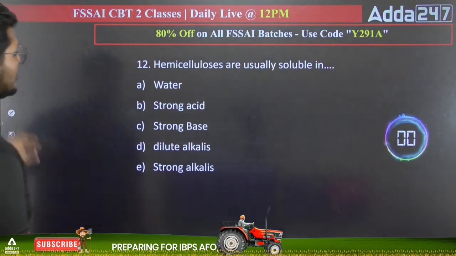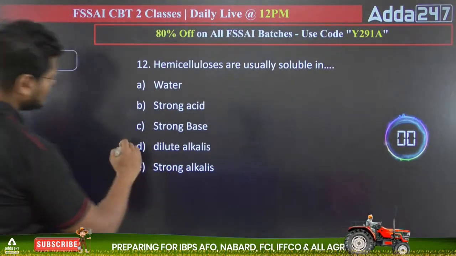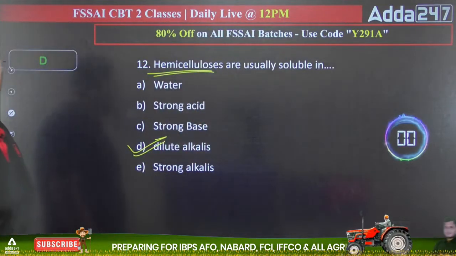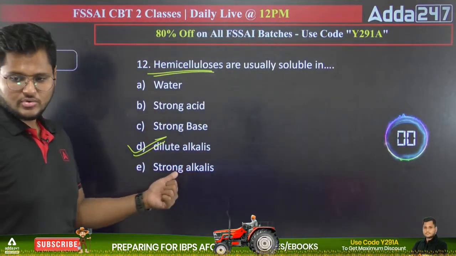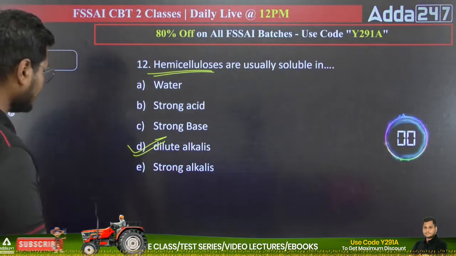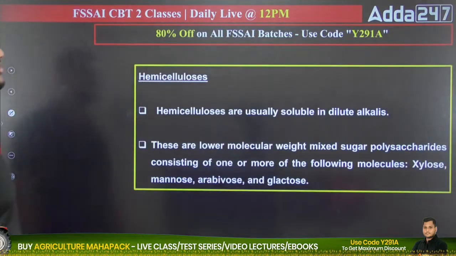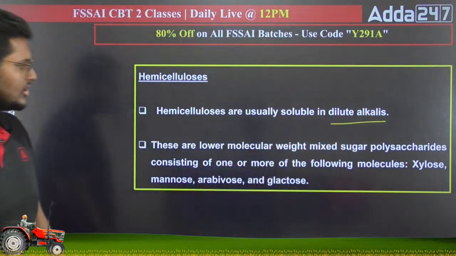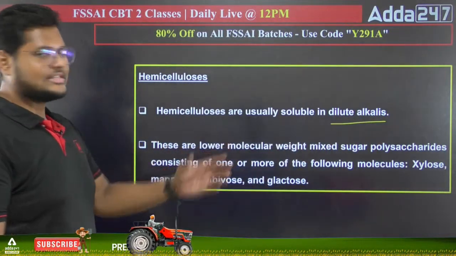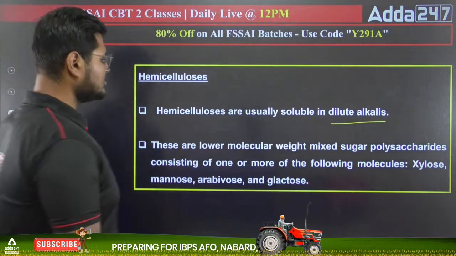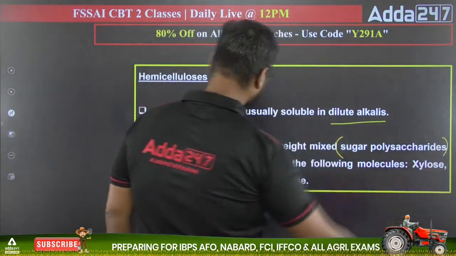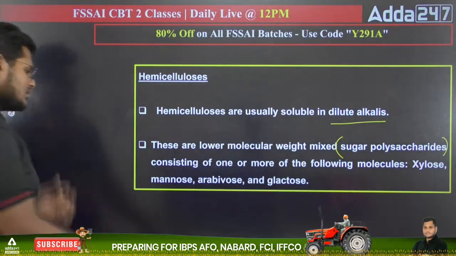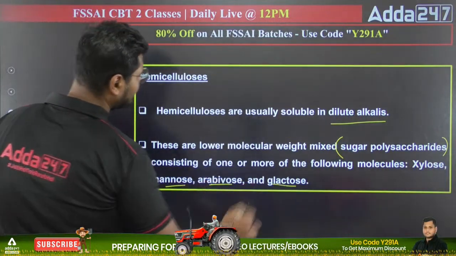Okay, 12D, dilute alkalis. Hemicellulose are usually soluble in dilute alkalis. Only two got it, and one correct answer, that is Lavina. Next, so hemicelluloses are usually soluble in dilute alkalis. These are lower molecular weight mixed sugar polysaccharides. So what exactly are hemicellulose? These are sugar polysaccharides consisting of one or more of the following molecules, that is xylose, mannose, arabinose and galactose.